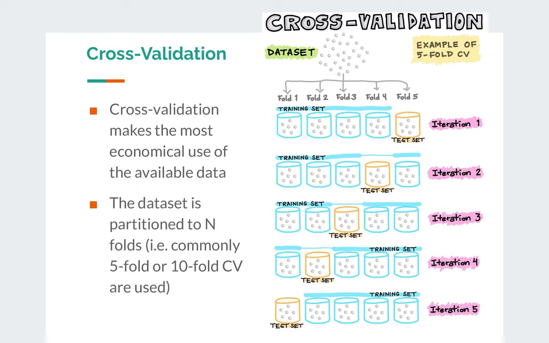By different, yes, they are different. They will not be here. When they are taken out, they're taken out. And then in the second iteration, they're moved back in. And we take a new fold, row number 21 until 40 will be taken out.